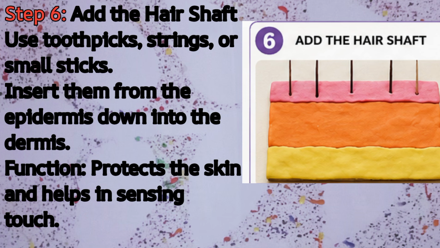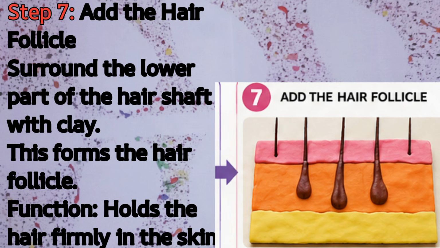And for step number 7, let them add hair follicles by surrounding the lower part of the hair shaft with clay or plasticine. After doing that, it forms the hair follicles. The main function of the hair follicle is to hold the hair firmly in the skin. So your hair is being held firmly by the hair follicle.